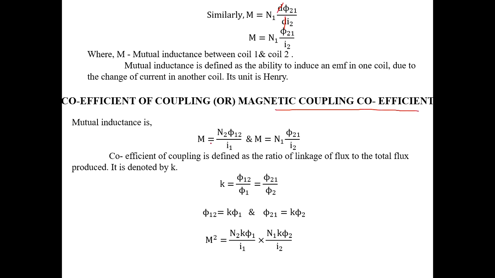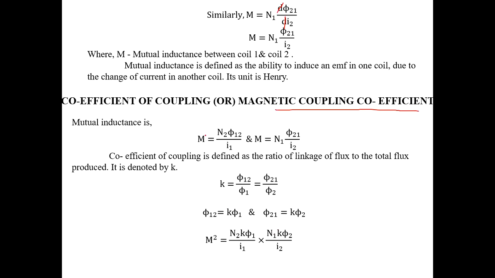For mutual inductance, we know the two equations, M is equal to N2 into φ12 divided by I1, and also M is equal to N1 into φ21 divided by I2. Coefficient of coupling is defined as the ratio of linkage of flux to the total flux produced. It is denoted by K. K is equal to φ12 divided by φ1 is equal to φ21 divided by φ2. From this, by cross multiplication, we can write φ12 is equal to K into φ1. Similarly, φ21 is equal to K into φ2.